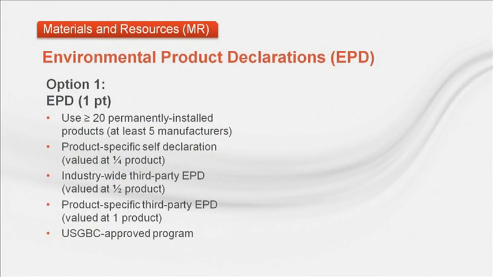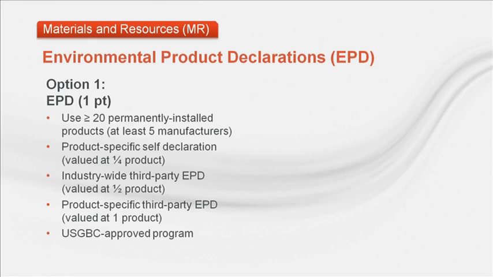To receive the first point, use at least 20 different permanently installed products sourced from at least 5 different manufacturers that meet the disclosure criteria. As shown on this slide, different types of declarations are weighted differently. For example, a product that carries an industry-wide EPD can be counted as only half a product toward the total requirement of 20. You can see that third-party declarations are worth more than self-declarations.